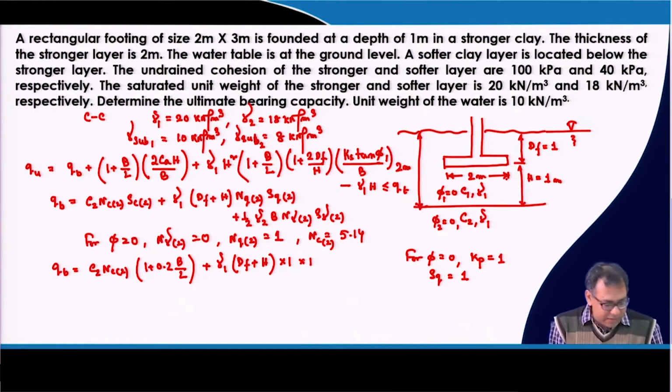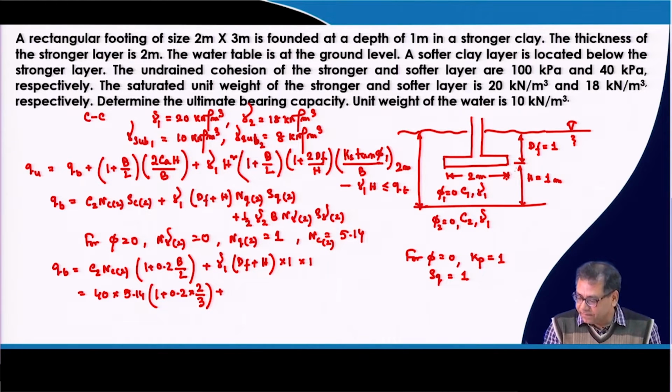and then we will put these values. So, finally, we will get c2 is equal to 40, Nc2 is 5.14, then 1 plus 0.2 into 2 by 3, then plus now it is the unit weight gamma1, and the water table is at the surface.